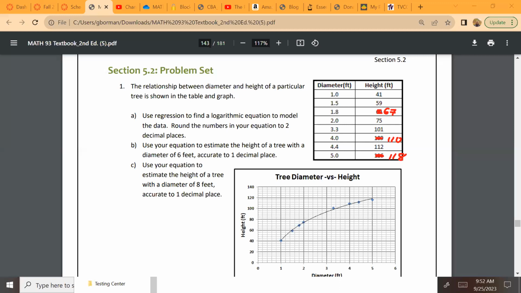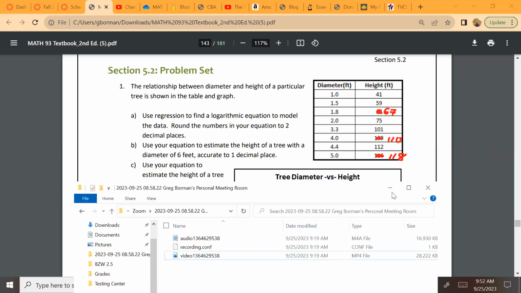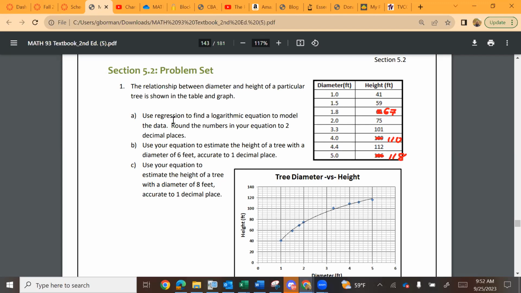Okay, so it says use regression to find a logarithmic equation to model the data. The relationship between the diameter and height of a particular tree is shown in the table and graph. I think we had similar data back in chapter 1. I know we did tree stuff in chapter 1. So we're supposed to use regression, which means we're going to the calculator. We're doing the L1 and L2 and all that, and we're doing logarithmic, not linear, quadratic, power, or exponential.